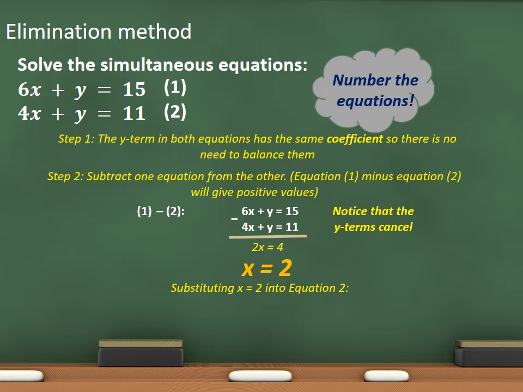So substitute x equals 2 in equation 2. It will be 4 times 2, which is 8, plus y equals 11. Subtract 8 from both sides. y equals 3. To check, substitute x equals 2 and y equals 3 into the first equation and into the second equation, and the values must work in both.